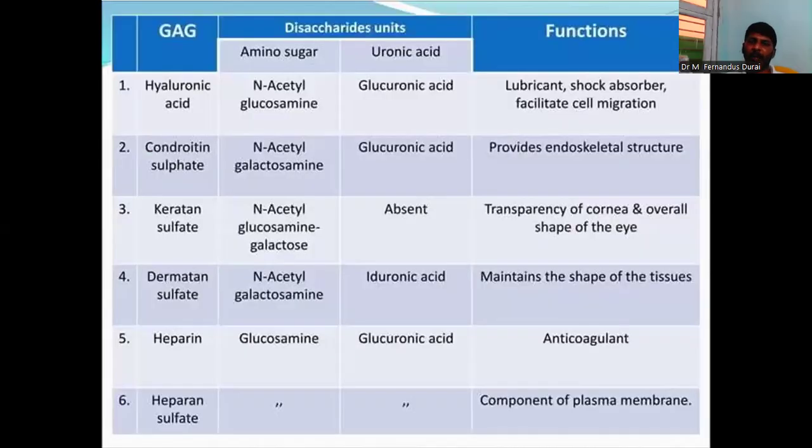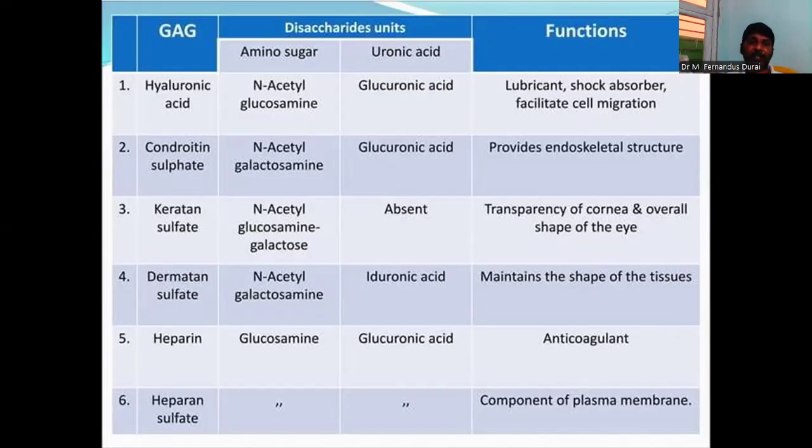This is the overall flow chart of the GAGs: types of GAGs, amino sugars, disaccharide units, and functions. Mainly hyaluronic acid, which contains N-acetyl glucosamine and glucuronic acid, functions as a lubricant, shock absorber, and facilitates cell migration. Chondroitin sulfate has N-acetyl galactosamine and glucuronic acid, and provides endoskeletal structure.